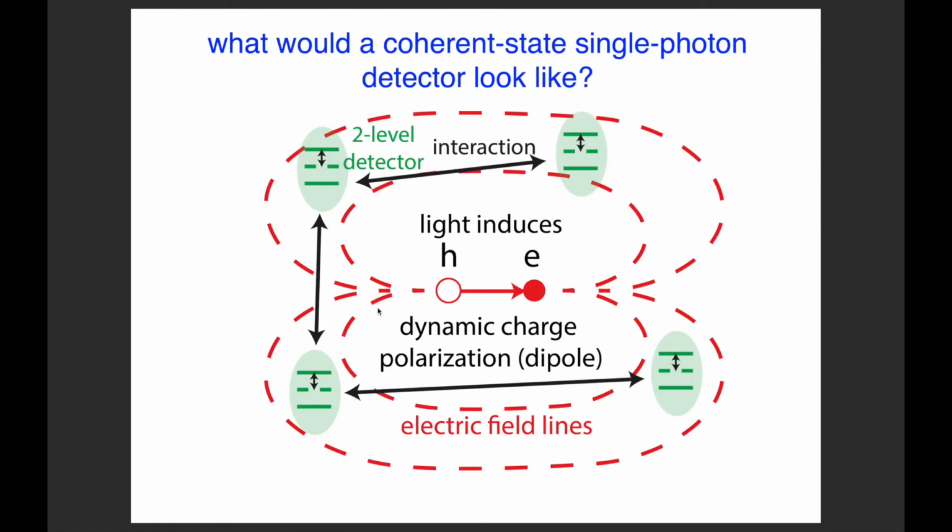So we might speculate on what a coherent state single photon detector looks like and imagine that you have a dynamic charge polarization. It's the dipole that's induced in matter by the electromagnetic wave, indicated here, and that's going to modify the behavior of several two-level detectors that are around it. And that modification will depend on the electric field lines surrounding it.